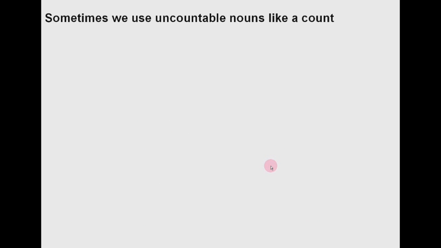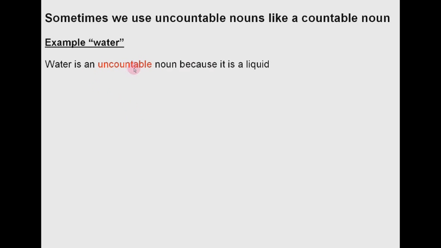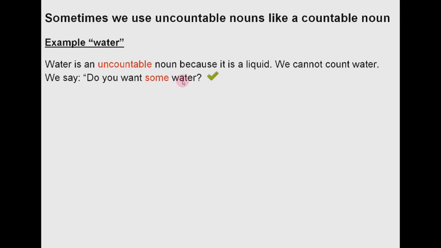And sometimes we can use uncountable nouns like a countable noun. Example, water. Water is a liquid. It is an uncountable noun because it is a liquid. We cannot count water. We say, "Do you want some water?" We do not say, "Do you want a water?" I have already explained that. You already understand that. But there is an exception.